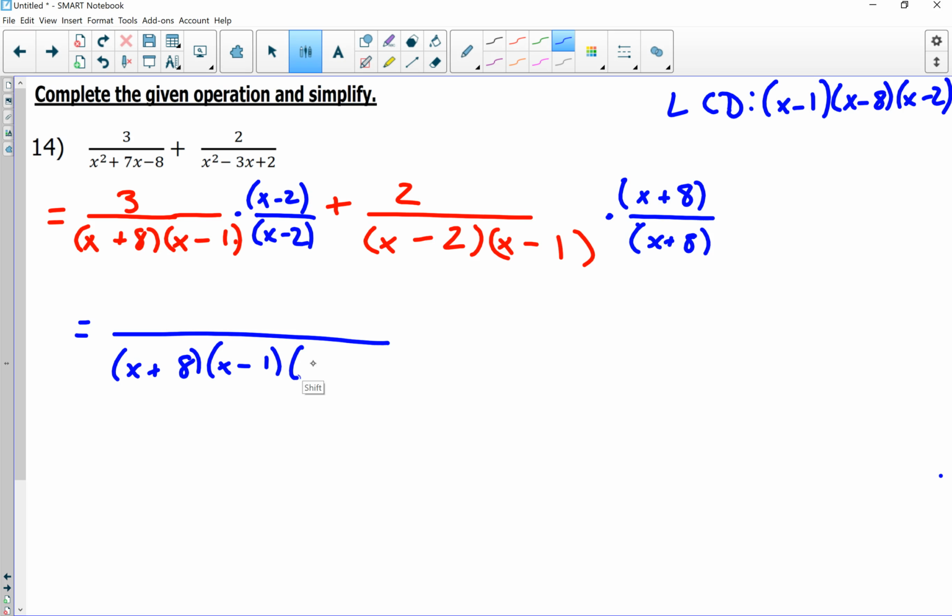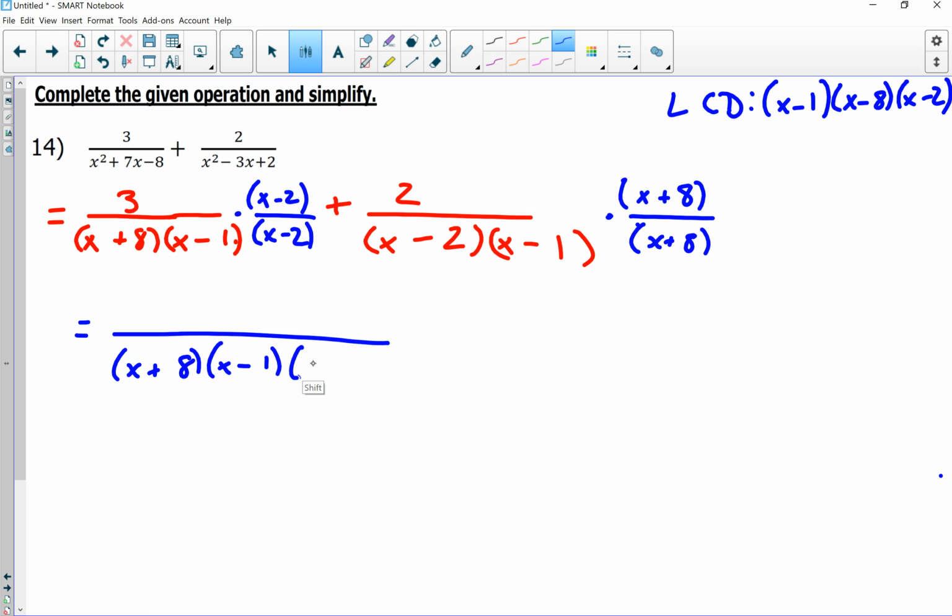So for my first numerator, I need to go ahead and distribute my 3 into the binomial of x minus 2. So 3 times x gets me 3x. 3 times negative 2 gets me negative 6. Then similar idea for the 2, that needs to distribute into the x plus 8. So I get 2x. 2 times 8 gets me 16.